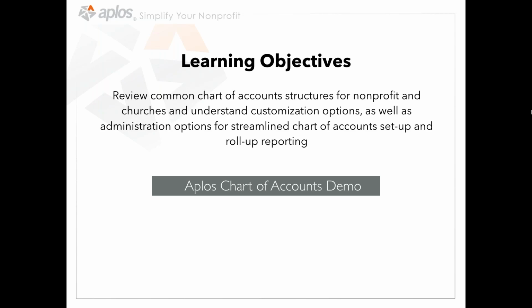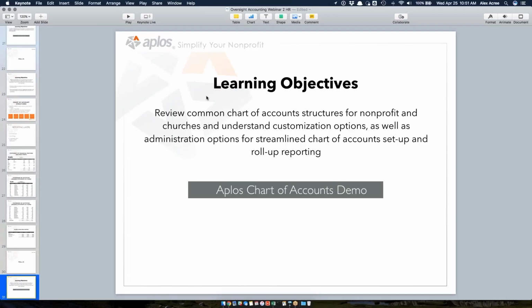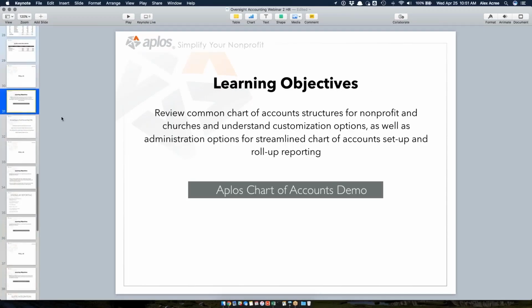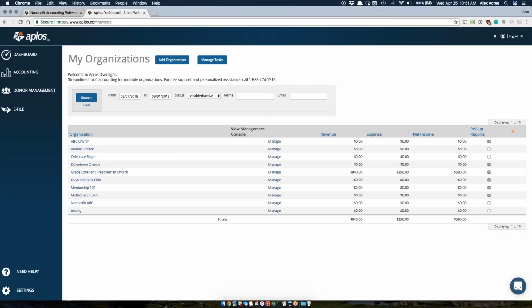Okay, so let's take a look at an example here. So I'm going to take you through Aplos and how to then create these kind of categories in Aplos. So let's go to the ABC Church here.